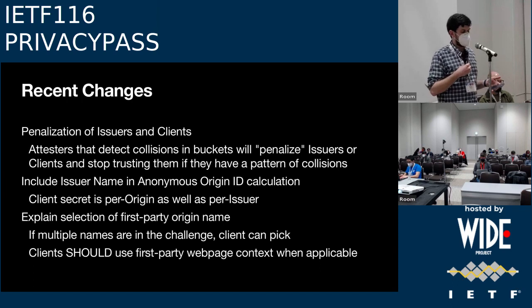And then the third change that was made is that we explain, if we get a challenge on the client for a rate limit token that includes multiple different origin names, and this is mainly the case if you have some third-party content on a website saying that it's rate limiting for itself, working on behalf of the main page, that the client should pick using that main page as the thing that it is doing the token issuance request on.